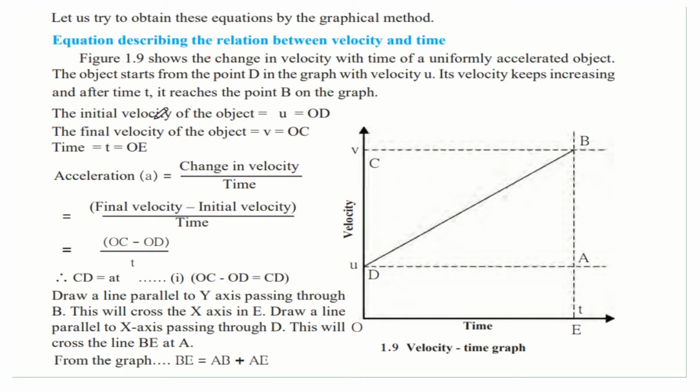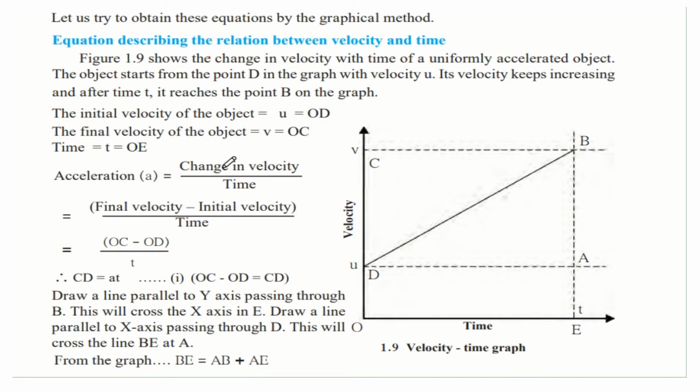The initial velocity of the object is u, that is also equal to OD. The final velocity of the object is v, that is also equal to OC. So the final velocity, that is this point, is equal to v, and that v is equal to OC. The time t is OE. So the time taken for the object to reach this final velocity would be this time, and that would be equal to OE on the x-axis.